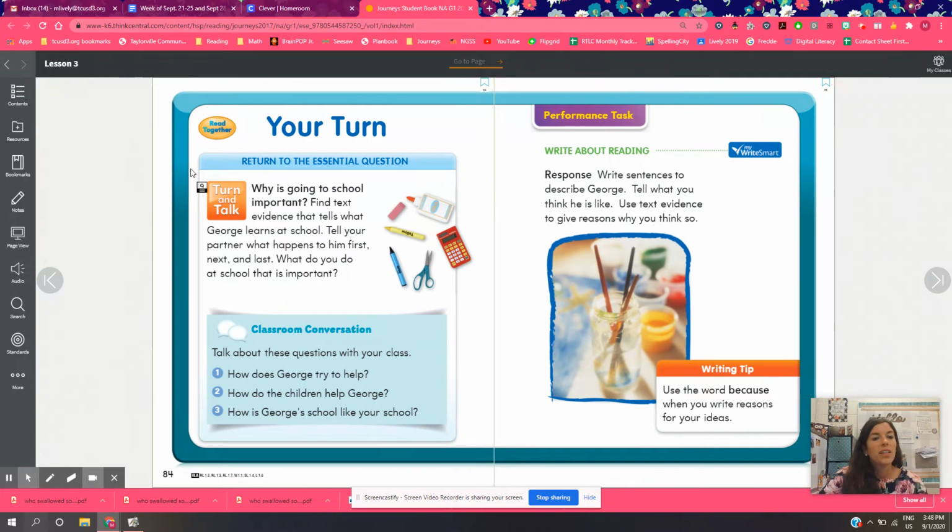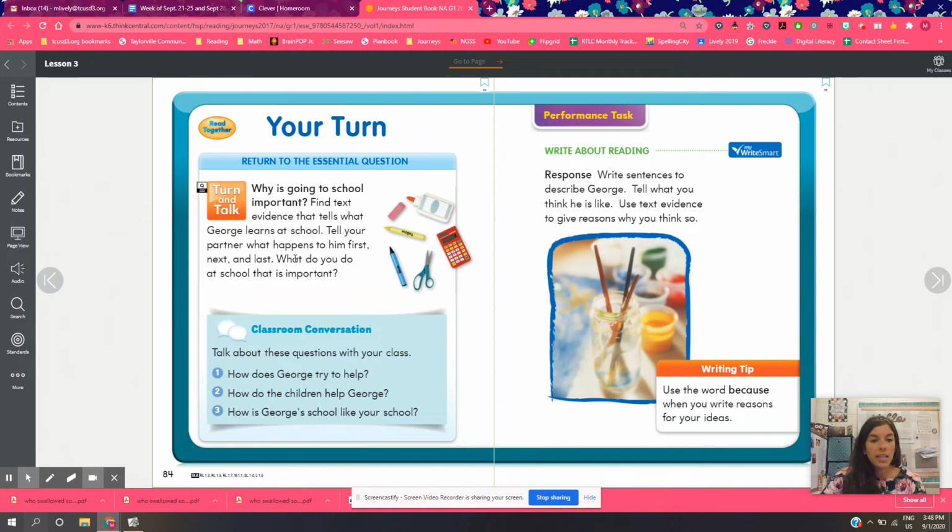Your turn. Return to the essential question. Why is going to school important? Find text evidence that tells what George learns at school. Tell your partner what happens to him first, next, and last. What do you do at school that is important?